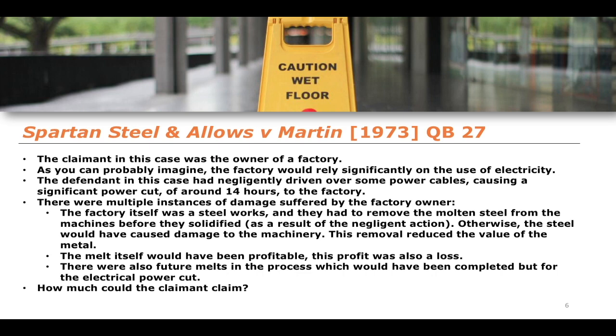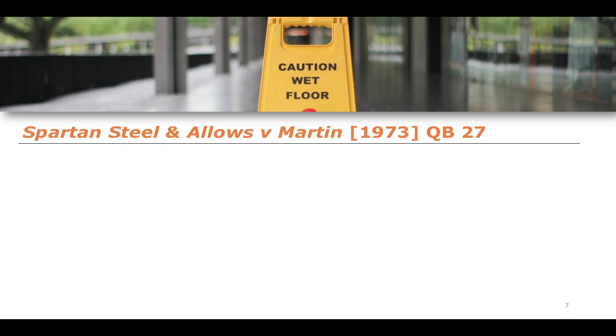So really the question that I would like to ask the people who are watching, and for you to pause and consider, is, of all of these different kinds of damage and loss which were claimed, which ones were successful and which ones were potentially not successful? You have steel that was removed, which lost value. You also have the melt itself, which would have been profitable, but that was lost. But there was also, because there was a 14-hour power cut, future melts that were not completed because they couldn't have been completed because there was no electricity. So which of these actually could have made some kind of claim?